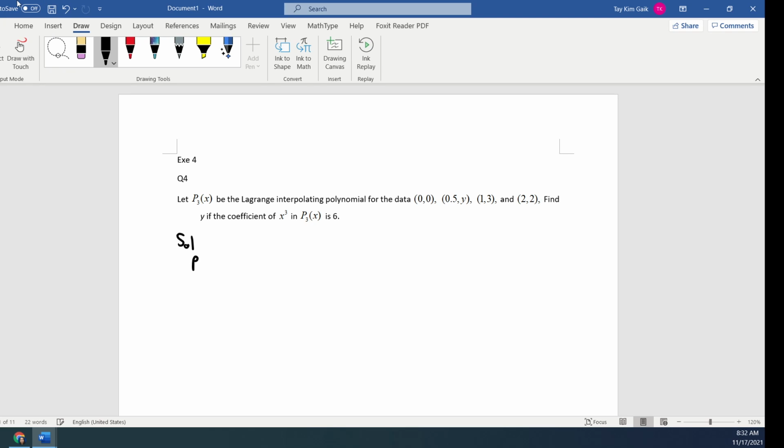P3(x) is L0 y0 plus L1 y1 plus L2 y2 plus L3 y3. P3 is a cubic because you have 4 data points. You have a cubic approximation using the Lagrange interpolating polynomial.